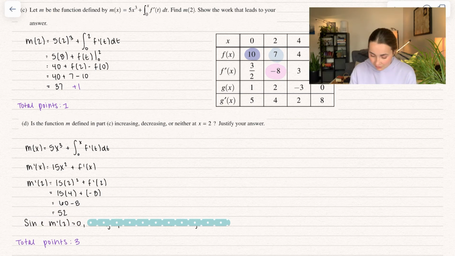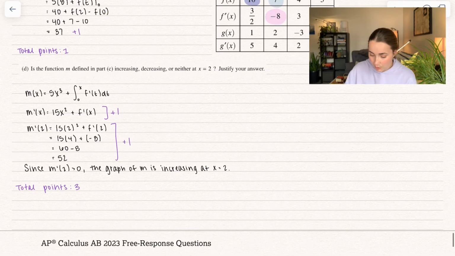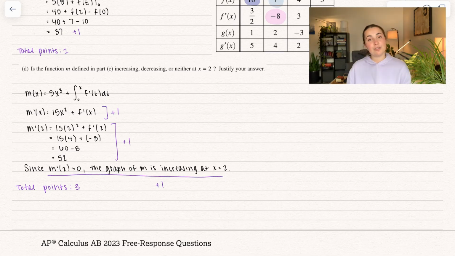Since the first derivative is greater than 0, I forgot my C there, that tells us that the graph of m is going to be increasing at x equals 2. So where are the points awarded? The first one is taking the derivative correctly. The second one is evaluating m prime of 2 and finding the correct answer. And the third one is interpreting it. So we have, since the first derivative at 2 is positive, that the graph of m is increasing. That's going to be your third point.